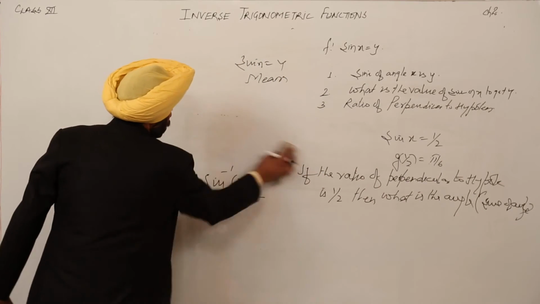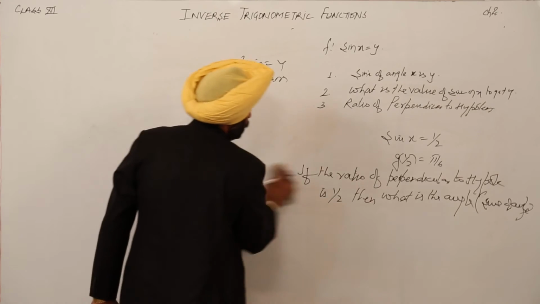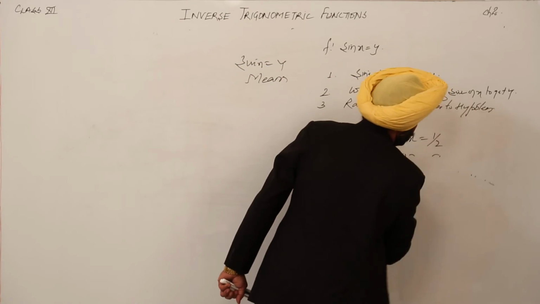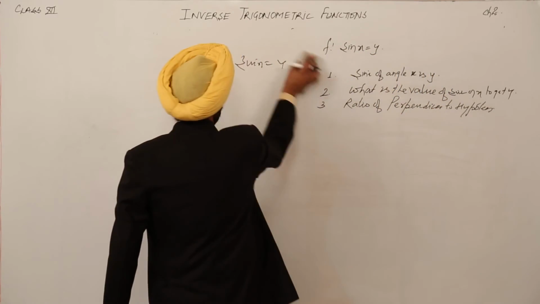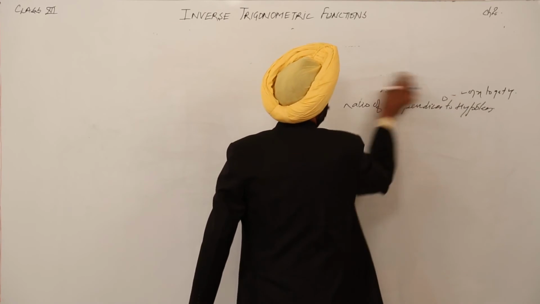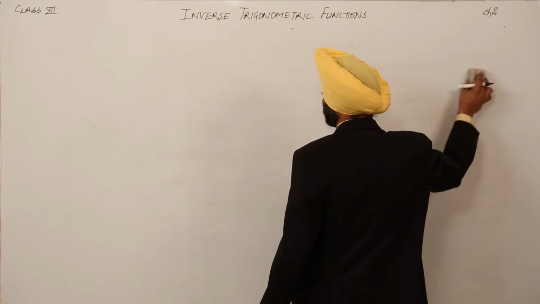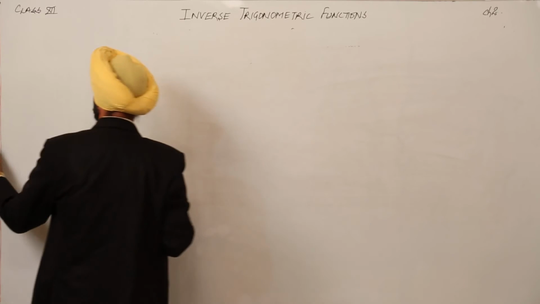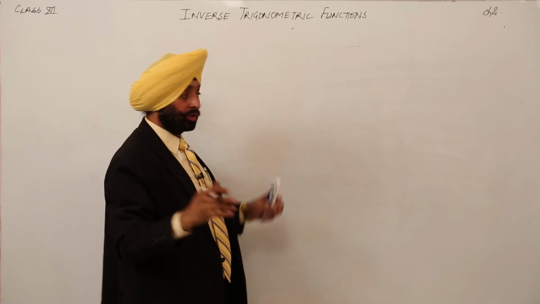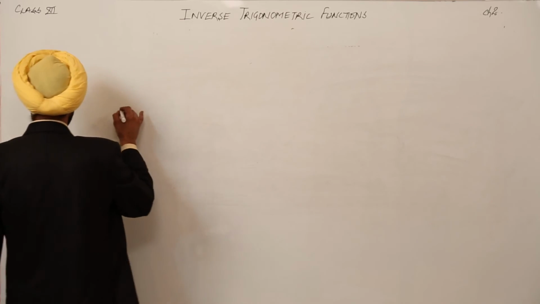Now the thing is that I told you we are going to make it one-one and onto. So for making it one-one and onto, we had a nice Venn diagram. Now I am drawing a Venn diagram here.